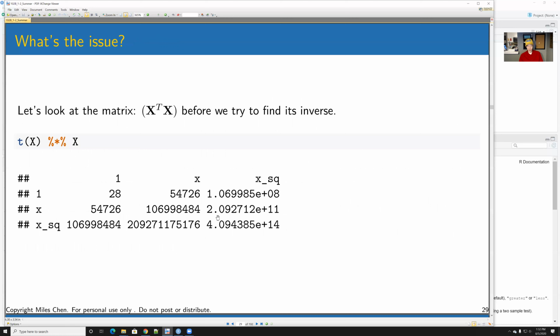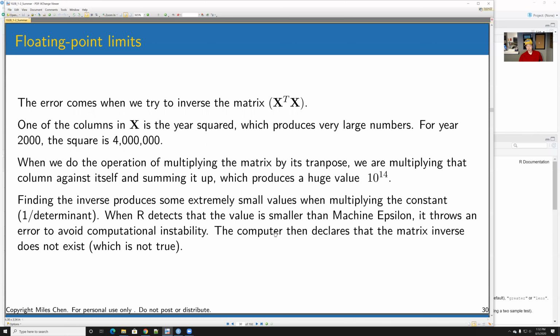And we are pushing this limit when we are trying to take the inverse of this matrix where we've got 10 to the 14 here. Taking that causes problems, right? It leads to a computational instability. The computer thinks we're trying to divide by 0 or something, and it says that the matrix inverse doesn't exist, and that's not true. It does. It's just that the computer's not able to handle it because of the way it represents numbers, right?